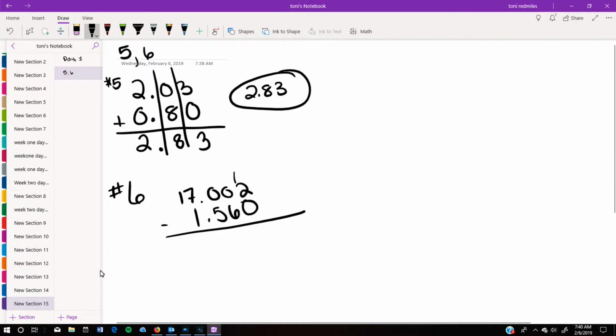Subtracting each line this time. So 0 take away from 2 is 2. I'm going to have to borrow. So I'm going to borrow 6 from here, which is going to make this a 9. Well, it was a 10, but I'm going to have to borrow again to put a 10 here. All right, so I'll go like that. All right, so 6 take away from 10 is 4. 5 take away from 9 is 4. 1 take away from 6 is 5. And got to fill in a 0 there. So my answer is going to be 15.442.